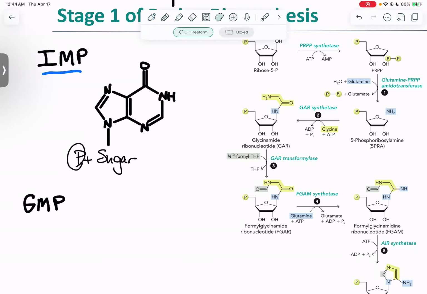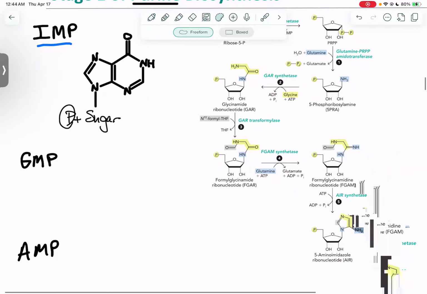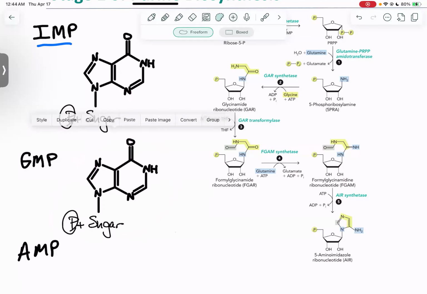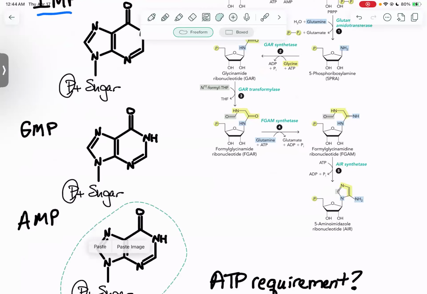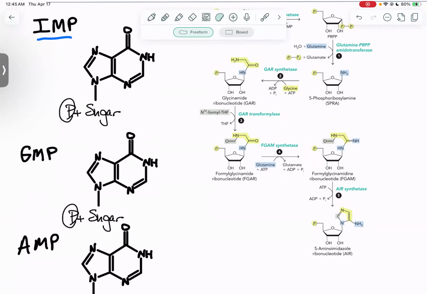And so if you look at the structure, all I'm going to do is copy this. And you should be able to know your structures. So let's kind of compare, right? So this is what we start with. We're saying that each of these nucleotides, GMP and AMP, come from IMP. So if we start with it, what modifications do we have to make in order to get to the bases that we want? And so if you look at the structure of GMP, how different is it from what we have?